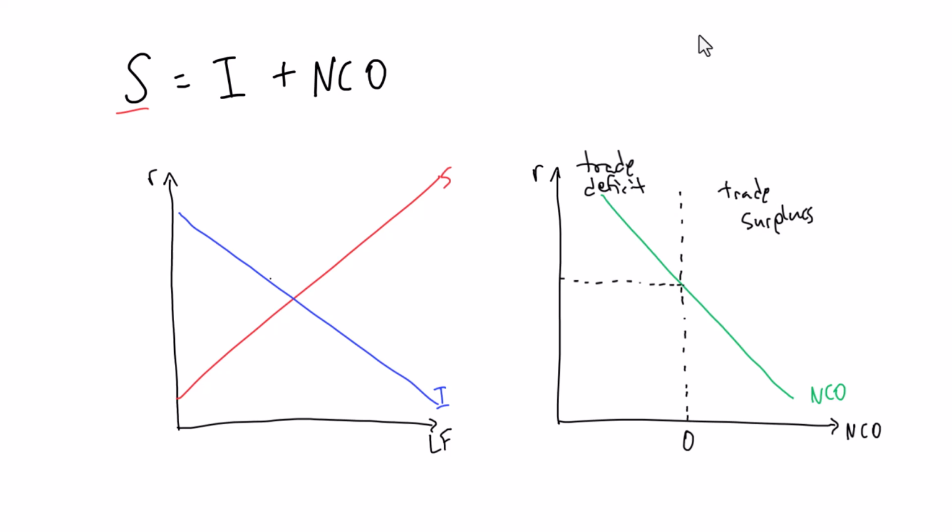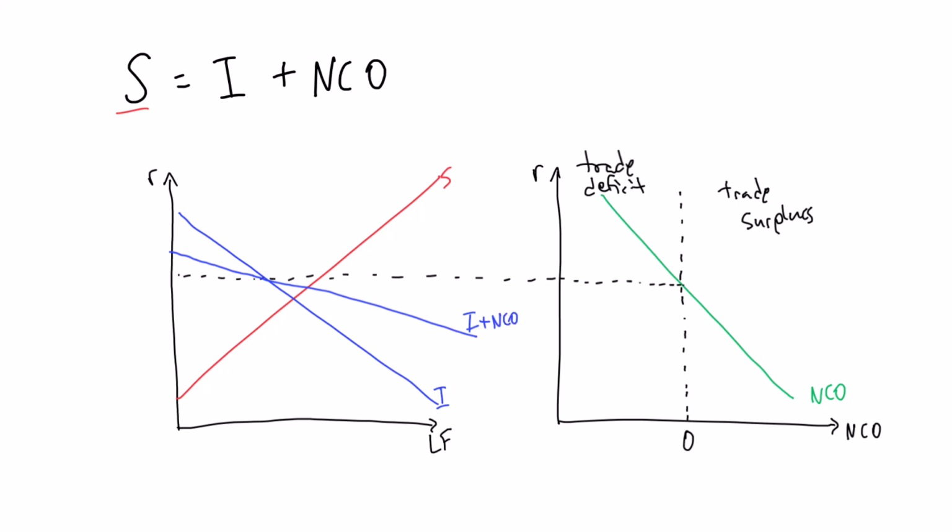So I'm going to carry this interest rate all the way across to our loanable funds market, and that is going to be the pivot point of our investment curve. And so our new demand curve for loanable funds is going to look something like this. And that's going to be I plus NCO.